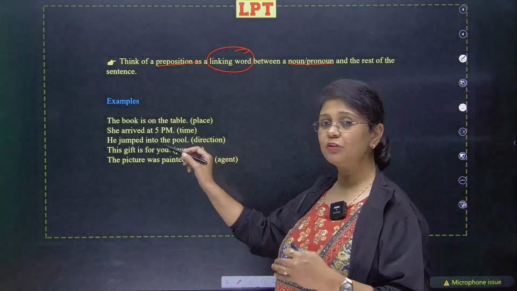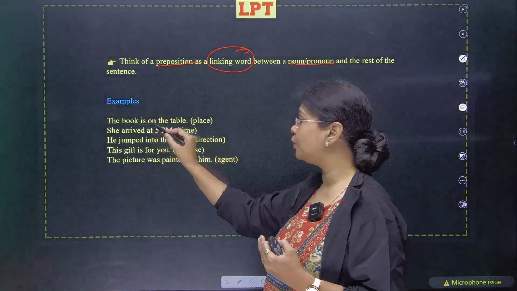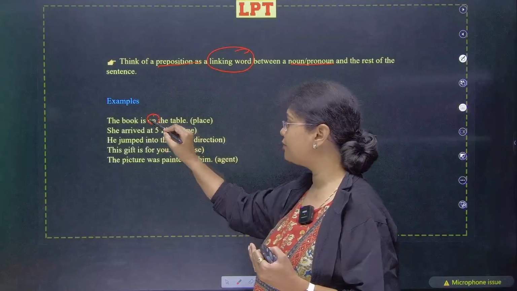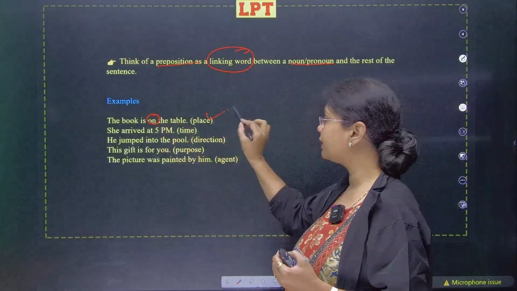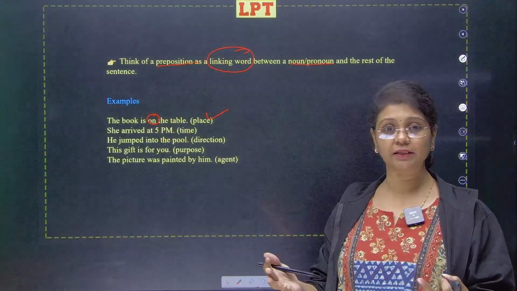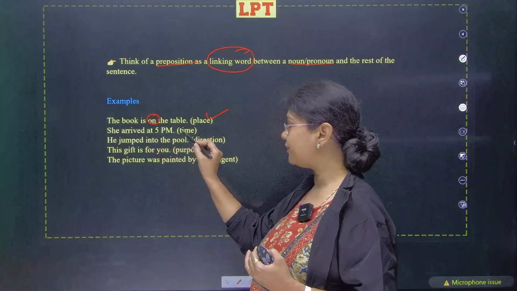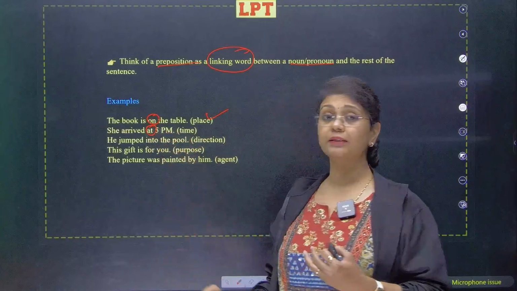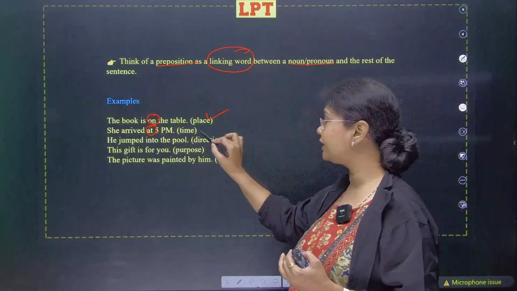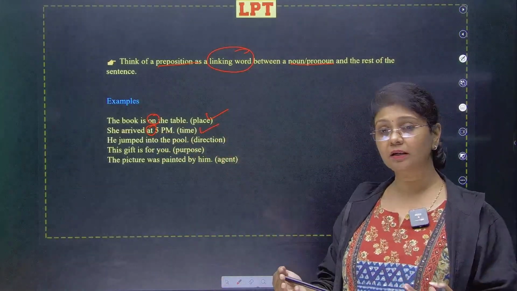Take a simple example like "the book is on the table". Look at this word, on. It shows place, so you have a category of prepositions. Second one: "she arrived at 5 p.m." Look at the word at. It shows time. That is the concept here.